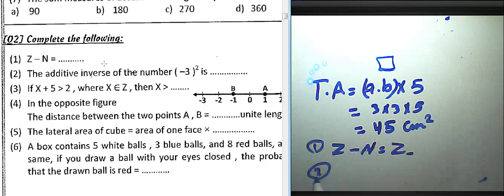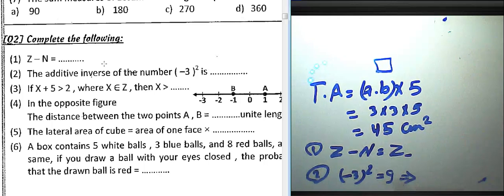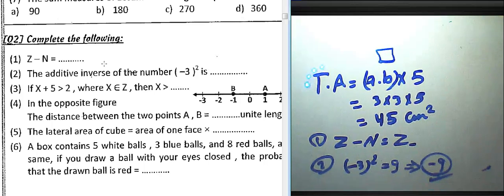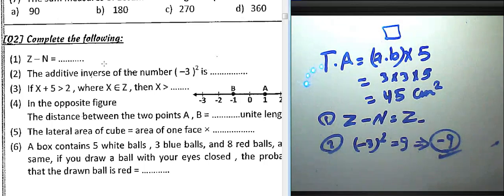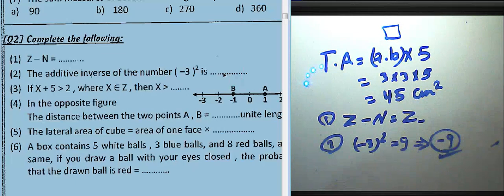Question number 2: the additive inverse of the number negative 3 power 2. We know negative 3 power 2 equals 9. Then the additive inverse of 9 will be negative 9. So the result will be negative 9. You must write negative 9 here, because they asked about the additive inverse. Additive inverse means changing the sign of the number. It will be negative 9.